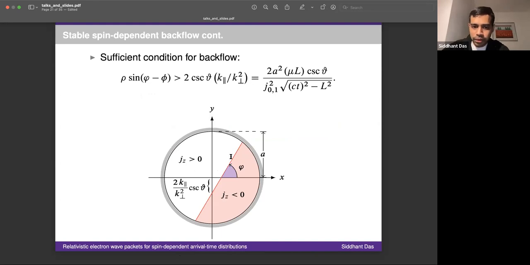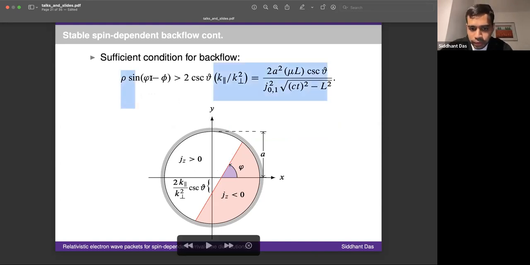Again, with some Bessel function work, it turned out that a sufficient condition for the bracketed stuff to become negative is this. This actually was a very important expression for me because it took quite some time to arrive at this. But the right-hand side shows you all the parameters of the problem. A is the radius of the cylinder. L is the distance at which you're looking for backflow. T is the time. J01 was the zero of the Bessel function, and so on. And theta and phi are parameters, the spin angles that we put in the superposition.